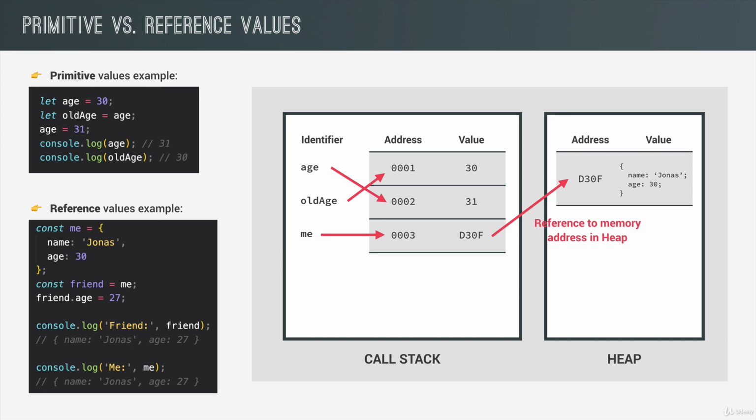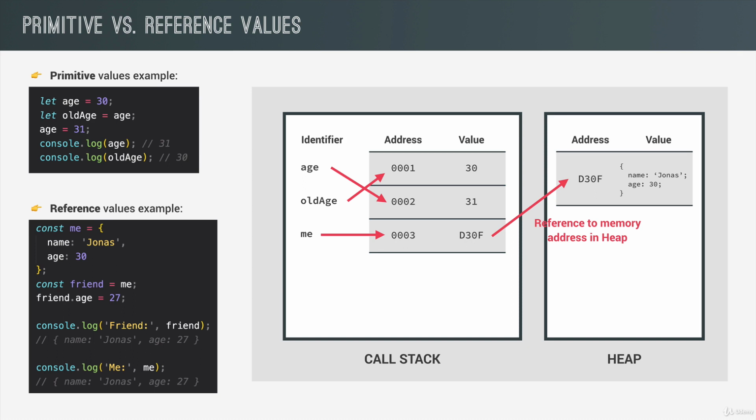And it works this way because objects might be too large to be stored in the stack. Instead, they are stored in the heap, which is like an almost unlimited memory pool. And the stack just keeps a reference to where the object is actually stored in the heap so that it can find it whenever necessary.